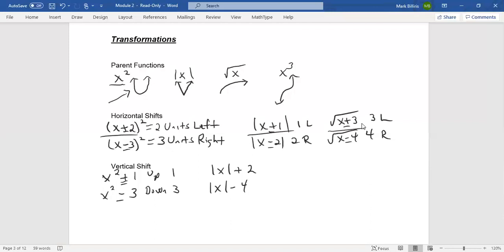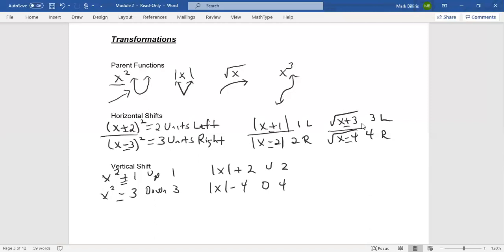Notice the 2 is not within the absolute value sign. Neither is the -4. So these would represent vertical shifts. So in the first, it would shift up 2 units. And in the second, down 4 units.